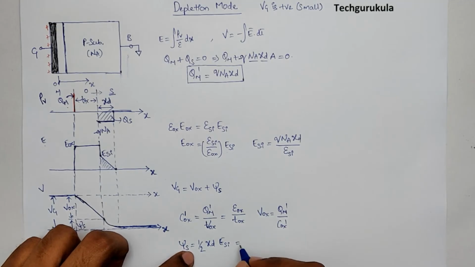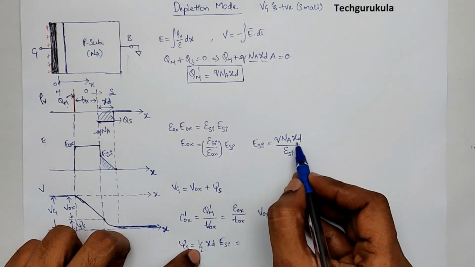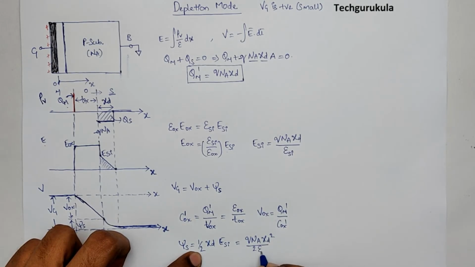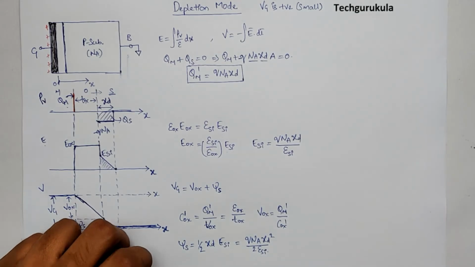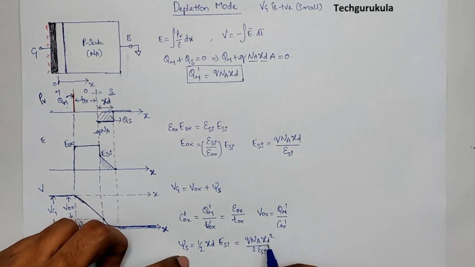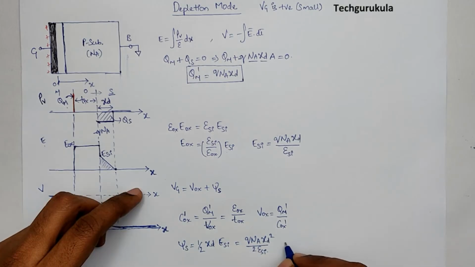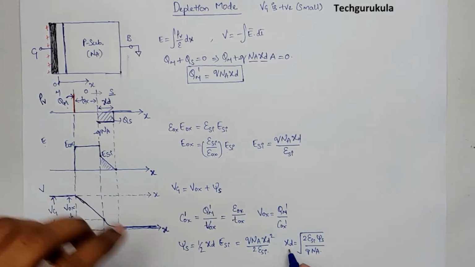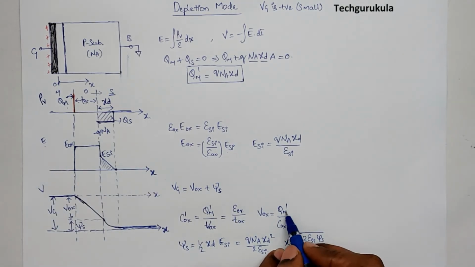So we can rewrite this. We know ESi in terms of xd, so let's rewrite this. This is QNA xd squared over 2 epsilon Si. So we can rewrite this in terms of xd itself. This will be xd is equal to the square root of 2 epsilon Si psi s over QNA. Now once we know xd, all we need to find is basically Qm prime.